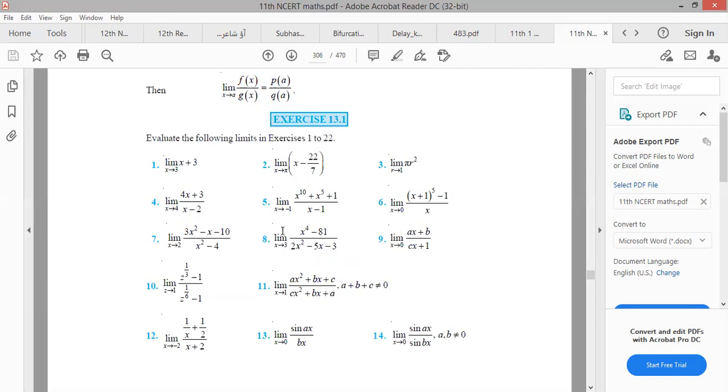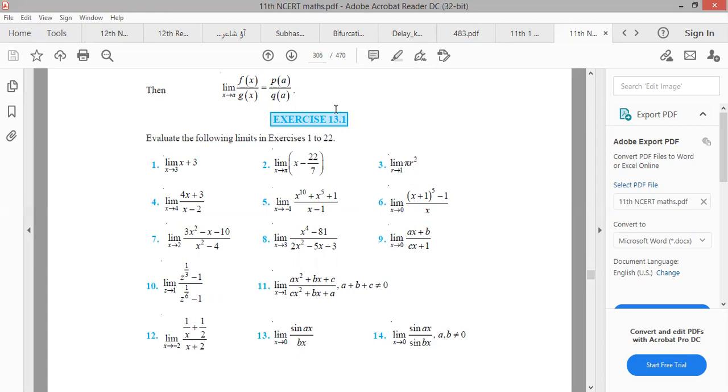We can evaluate this, but what about this? Yes, we can solve it. It's minus 1, that's minus 2. There's no problem. But what about question number 6? It is x equal to 0, and in the numerator it will be 0 plus 1 raised to power 5, that is 1 raised to power 5, 1 minus 1, that is 0, 0 by 0 form. So such questions will be discussed in the next lecture.